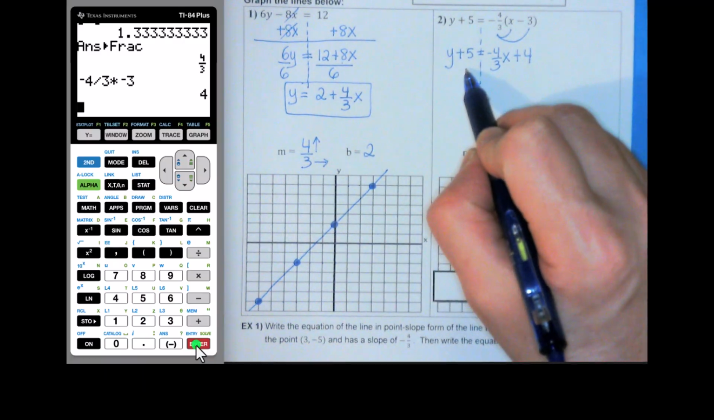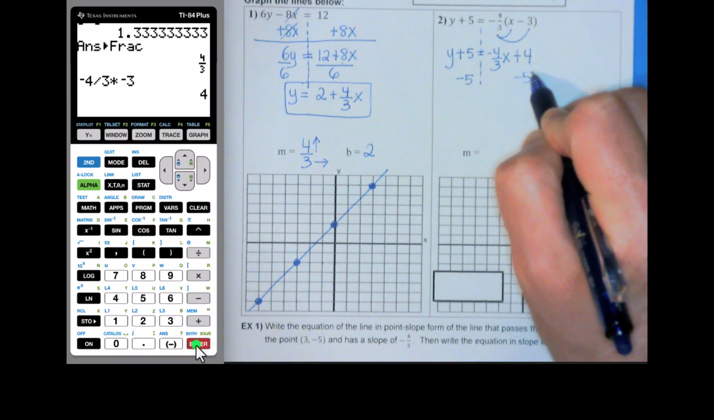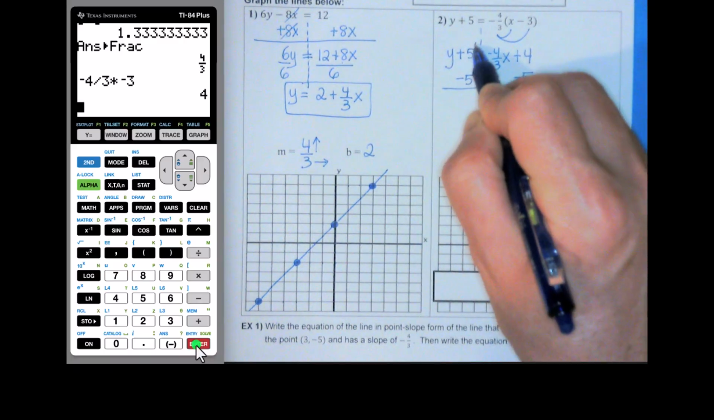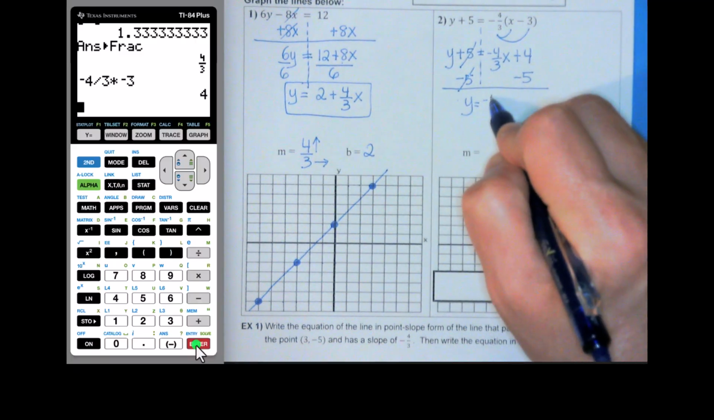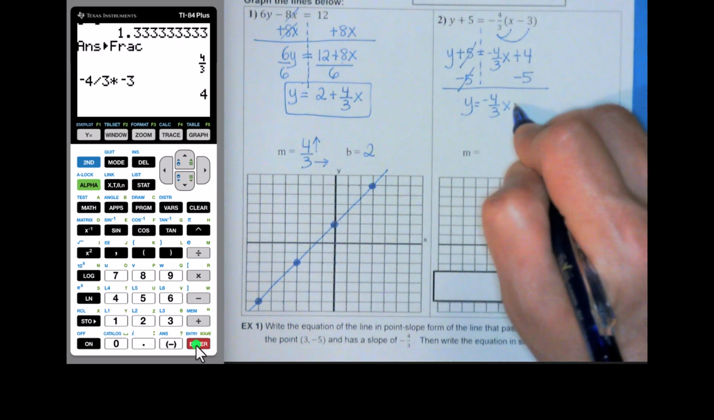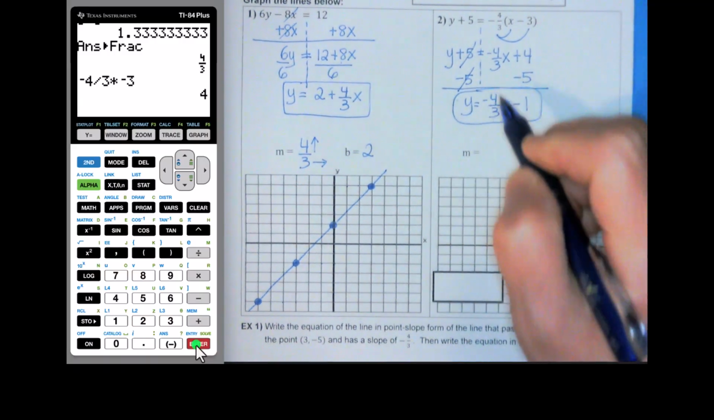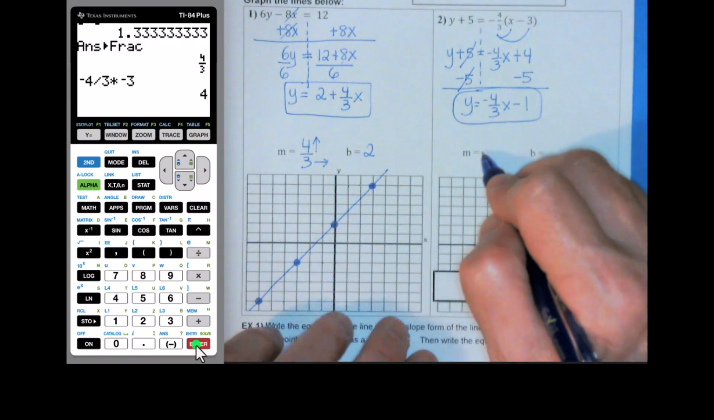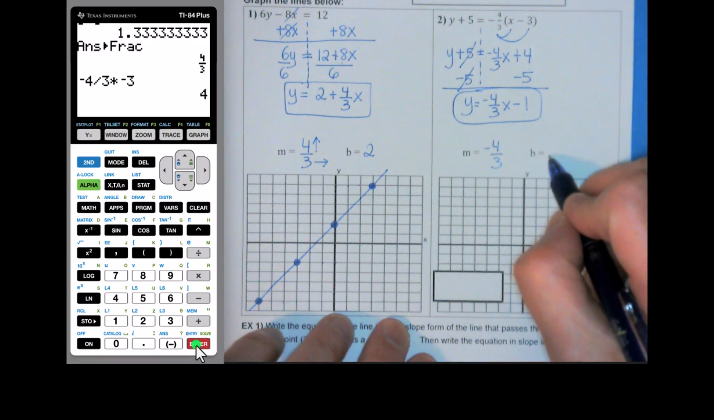Is the y alone? No, it's not. So let's subtract 5 from both sides. So 5 cancels. Y is alone. I have negative 4/3 x, and then 4 minus 5 is negative 1. Now that the y is alone, I identify my slope, which is the number with x, in this case negative 4/3, and my b is negative 1.